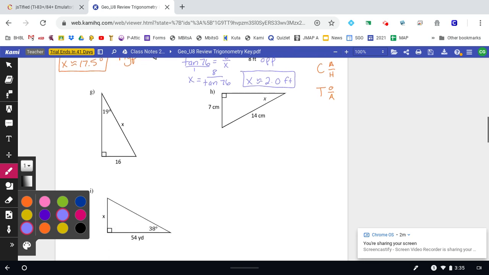All right, letter G. I have a hypotenuse. I have an opposite side. It's going to be my sine function. So sine of 19 degrees equals my opposite over my hypotenuse. And again, let's use that little shortcut we know. So 16 over the sine of 19.